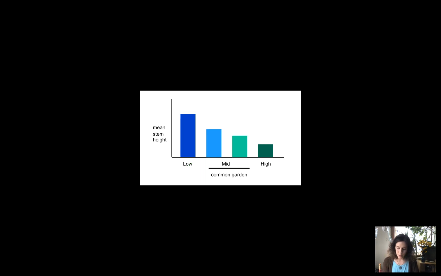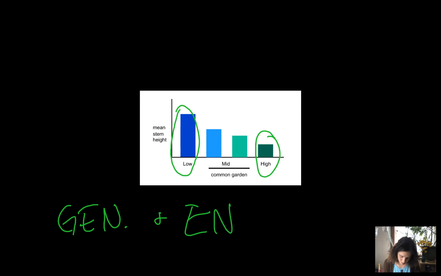Okay. What if you see something like this? Well, this would show that there is a combination of genetic and environmental factors at play that's responsible for the differences we see between the individuals in this original population and this original population. This would be genetic and environmental.